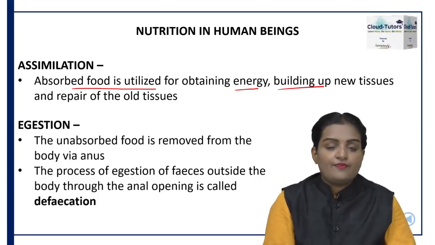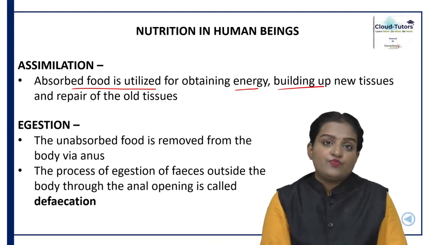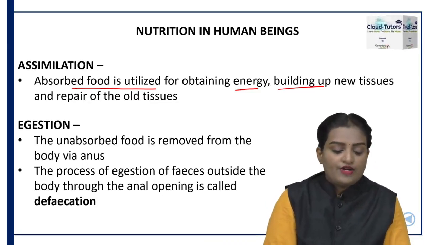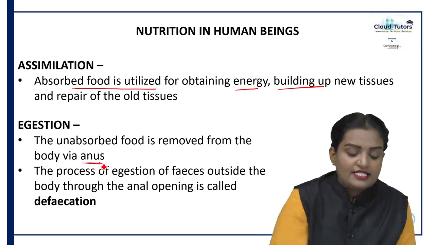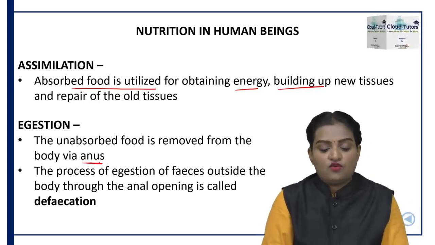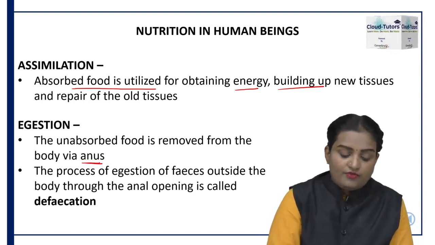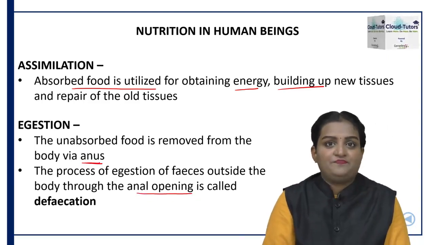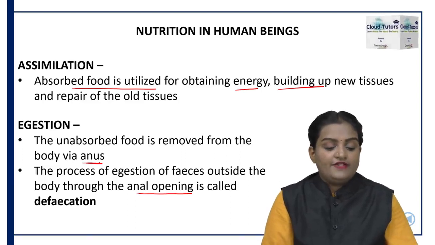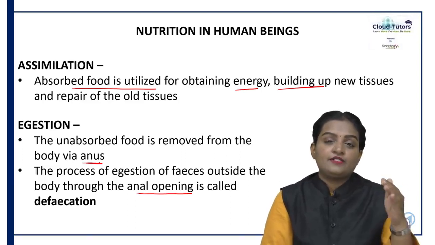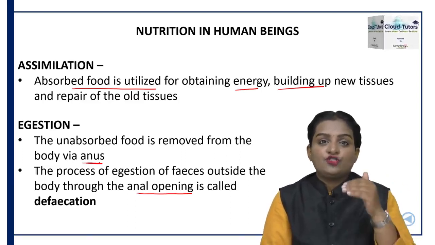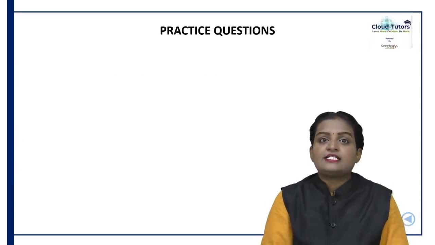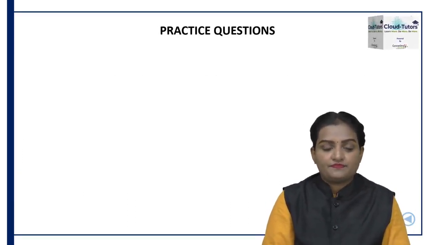And the last step is egestion. The unabsorbed or undigested food is removed from the body via the anus. The process of removal of feces outside the body through the anal opening is called defecation. Now, with this, we have come to the end of nutrition in human beings. Now, let's see certain practice questions.